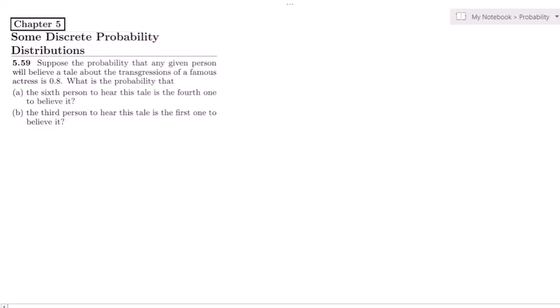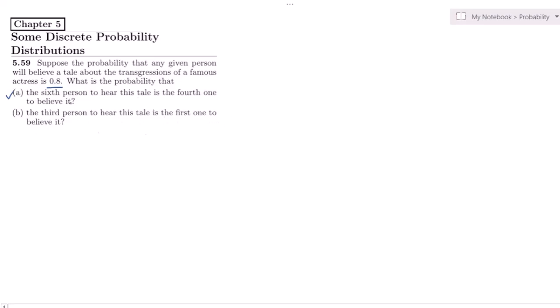This is question 5.59, and the statement of this question is, suppose the probability that any given person will believe a tale about the transgressions of a famous actress is 0.8. What is the probability that, part A, the 6th person to hear this tale is the 4th one to believe it, and part B, the 3rd person to hear this tale is the 1st one to believe it.